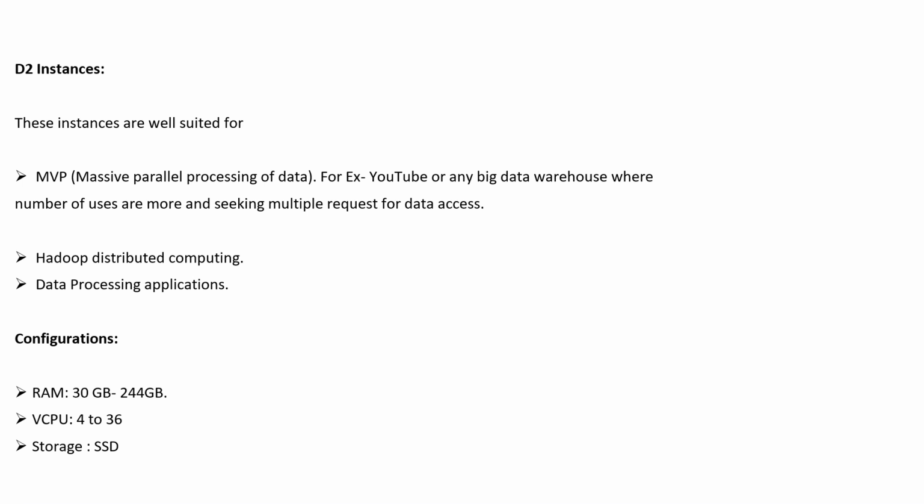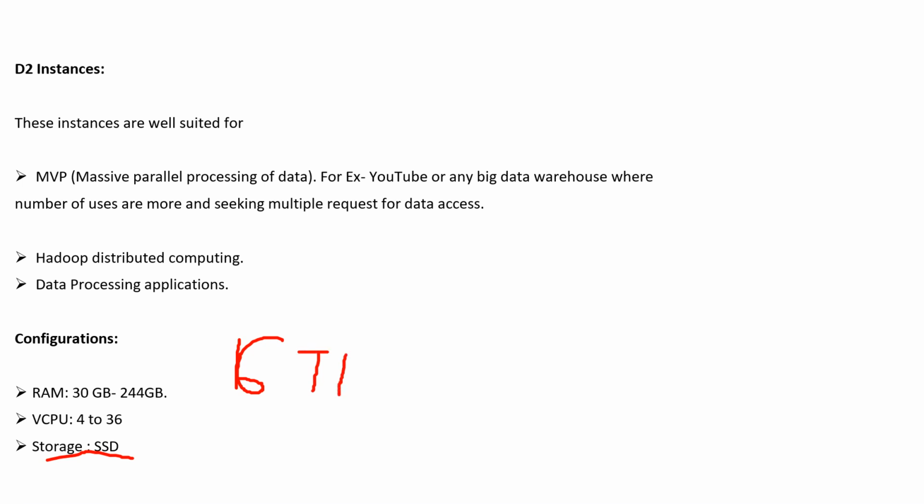What are the configurations for D2? Virtual CPU would be 4 to 36 in number. RAM should be 30 GB to 244 GB, and storage is HDD. Guys, we can say it's 16 TB of inbuilt storage in the instances. This question may be asked in an interview: what is the storage available? So guys, 16 TB inbuilt storage.